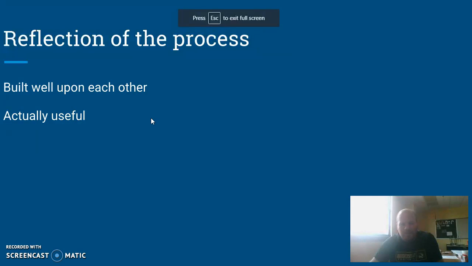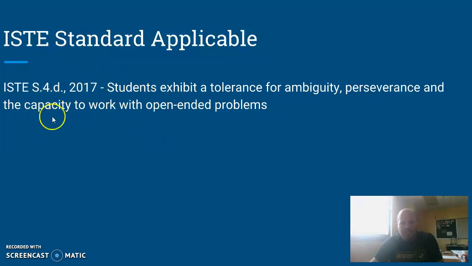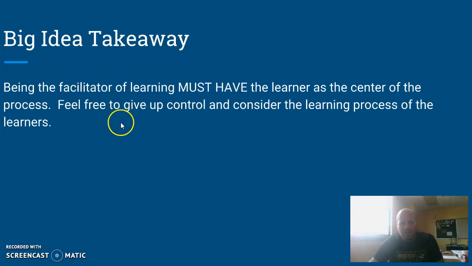I thought that the assignments all built well upon each other. I thought this was something that I could actually use very well. The standard that I used was ISTE 4D for students, and they have a tolerance of ambiguity, so this is something that's self-directed. Perseverance and the capacity to work on open-ended problems, this is something they have to work on with a lot of moving variables.